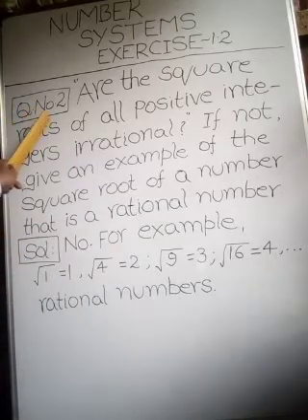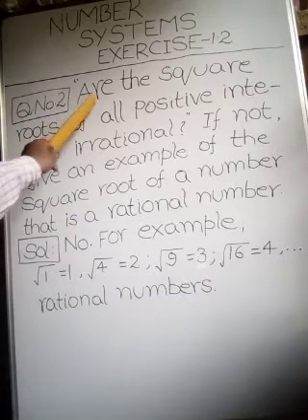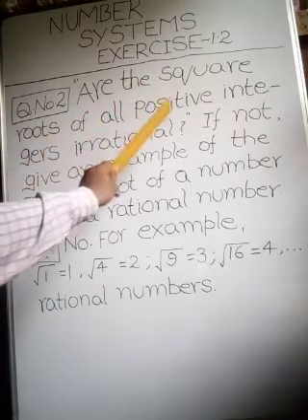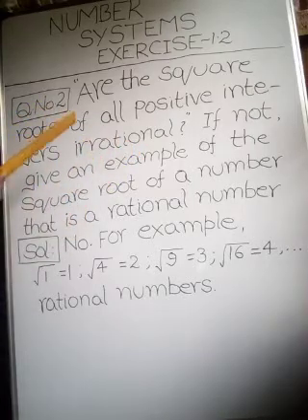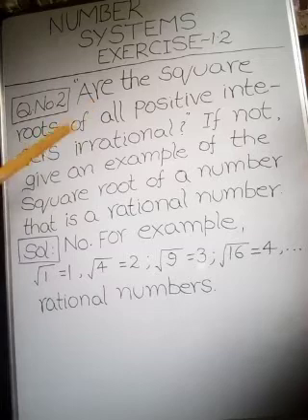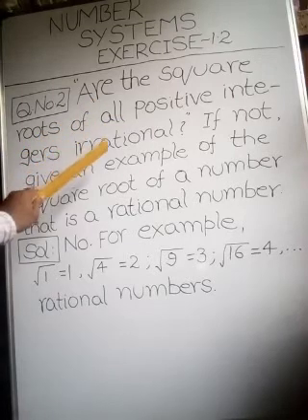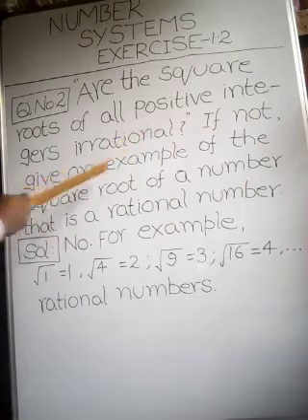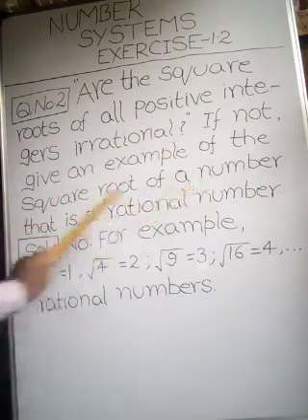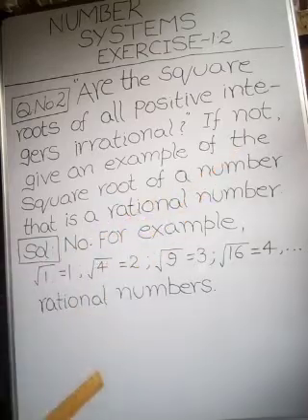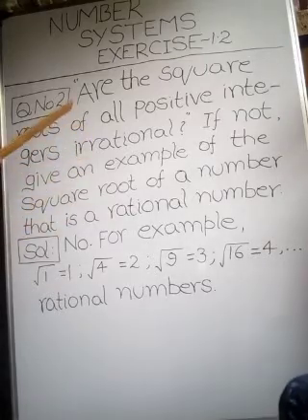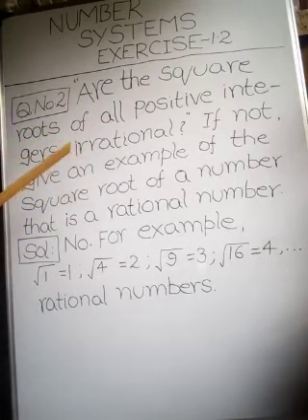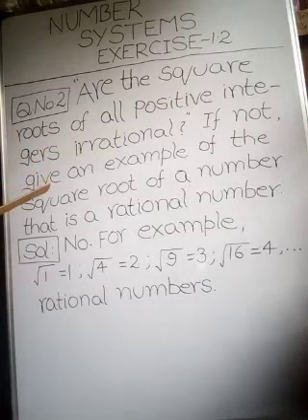Now come to the question number 2 in this exercise. Are the square roots of all positive integers irrational? This is a statement. Are the square roots of all positive integers irrational numbers? If not, give an example of the square root of a number that is a rational number. Understood the question, my dear children? Right. So here the square root of all positive integers may not be an irrational number. So we wrote here no.